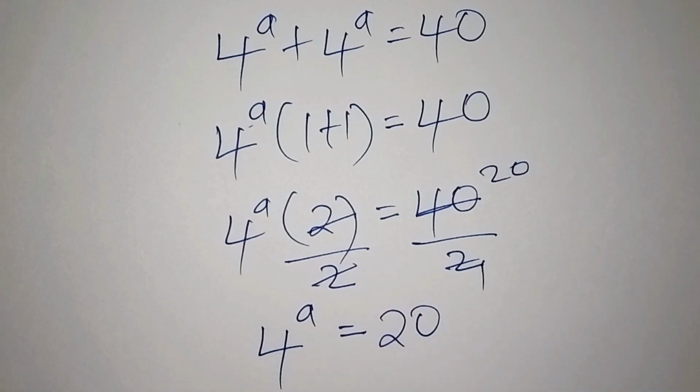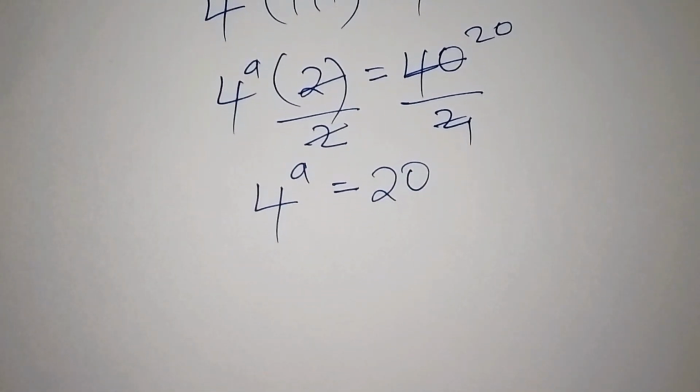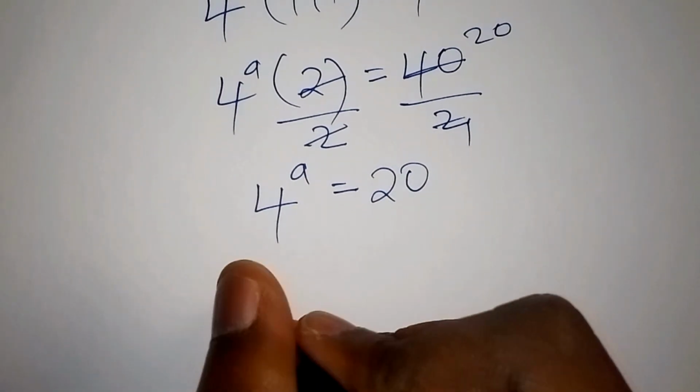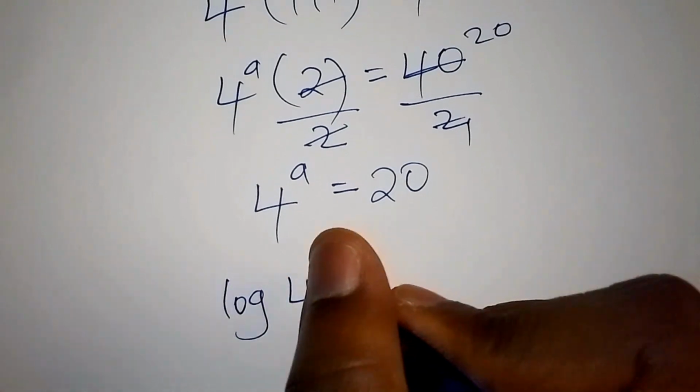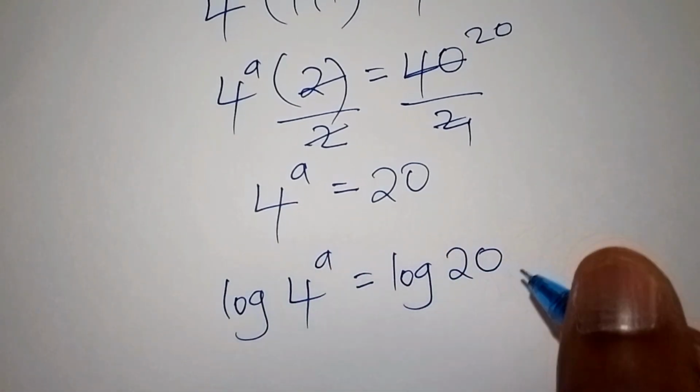From here, how do we find the value of a? It is impossible for us to change 20 to a base and an index. For example, here 4 is a base and a is an index. So we are forced to introduce what is called the log. When we introduce the log on both sides, we have the log of 4 to the power of a equals the log of 20.